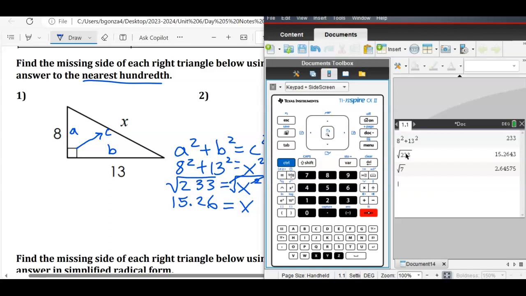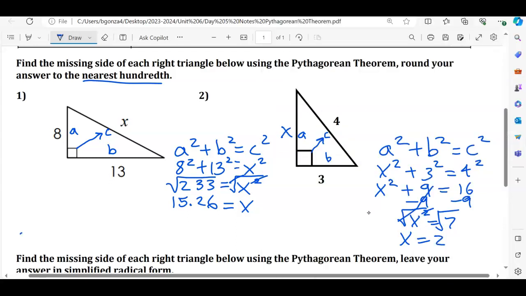5 or greater rounds up. Okay, so because it's 645, now it's really going to round to 2.65. Okay, 2.65 is how you round that. And that's it for 1 and 2. So I showed you one of each. I'm missing hypotenuse. Here's how you do it. I'm missing leg. Here's how you do it.